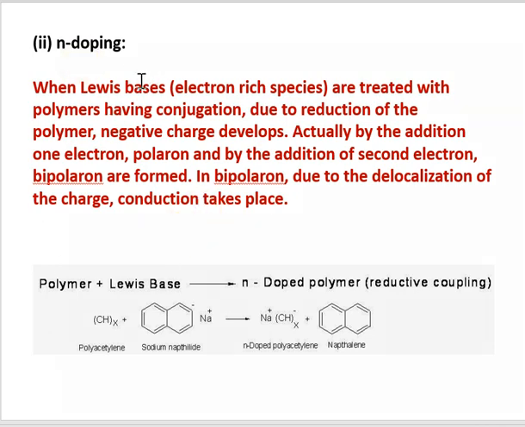Now we come to n-doping. When a Lewis base, which is an electron-rich species, is treated with a polymer which again has conjugation, due to the reduction of the polymer, a negative charge is formed. Actually, by the addition of one electron, a polaron, and by the addition of a second electron, a bipolaron will be formed. In bipolaron, due to the delocalization of the charge, conduction takes place.